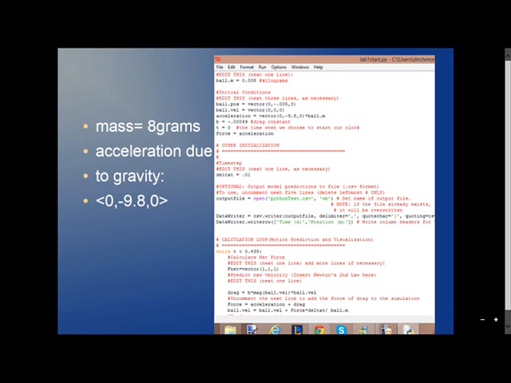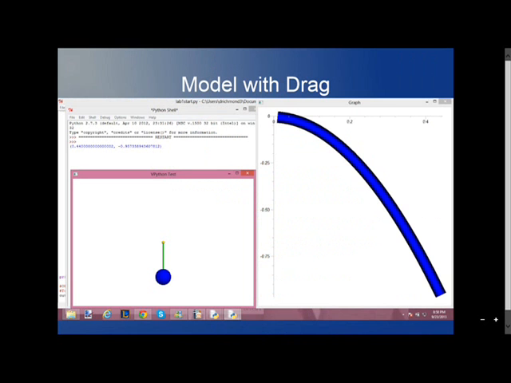The acceleration force is negative 9.8 times the mass of the ball, and that would be in the y direction. Also, to go with that, the drag force is the same as the equation that I just mentioned earlier, and you can see how I implemented that here. The resulting model with drag force added in is as shown.